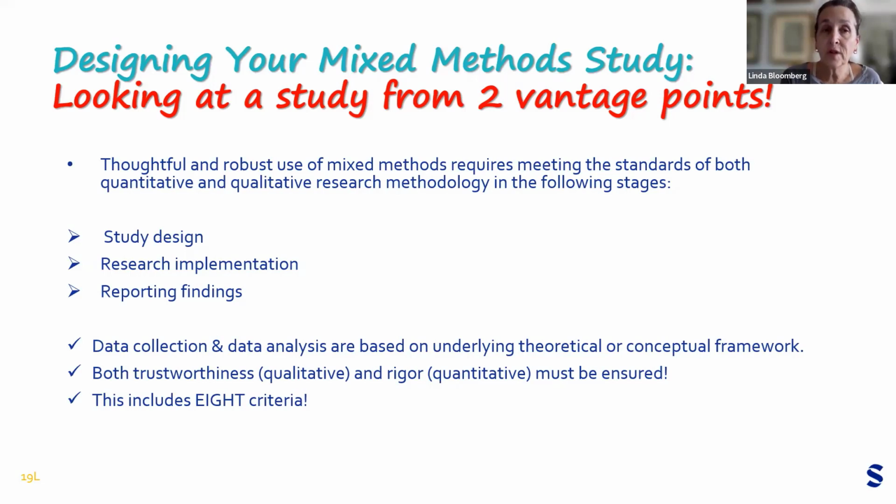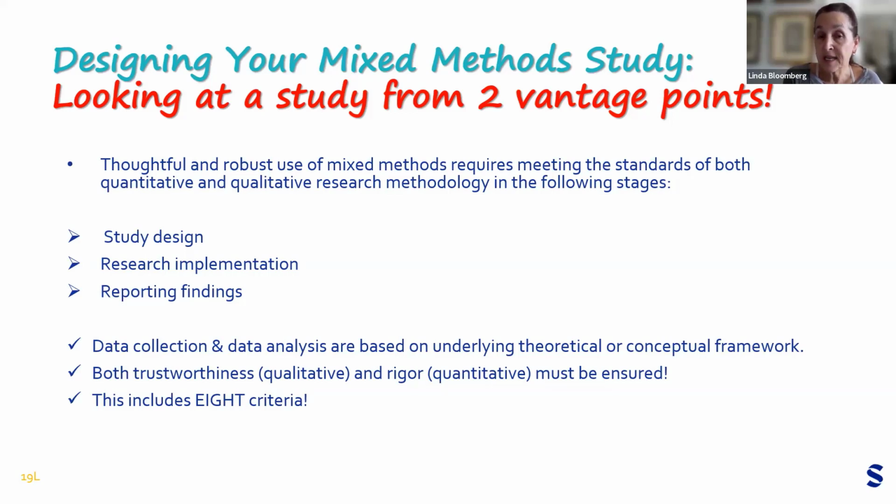So a thoughtful and robust use of mixed methods requires meeting the standards of both quantitative and qualitative research methodology in the following stages: in the study design, in the way you set up the study, in the research implementation, in the way you go about conducting your research, and also in the reporting of findings, the way that you present your research findings. So you have to address the rigor and the robustness of both methodologies in your study at all the different levels: the design, implementation, and reporting findings.